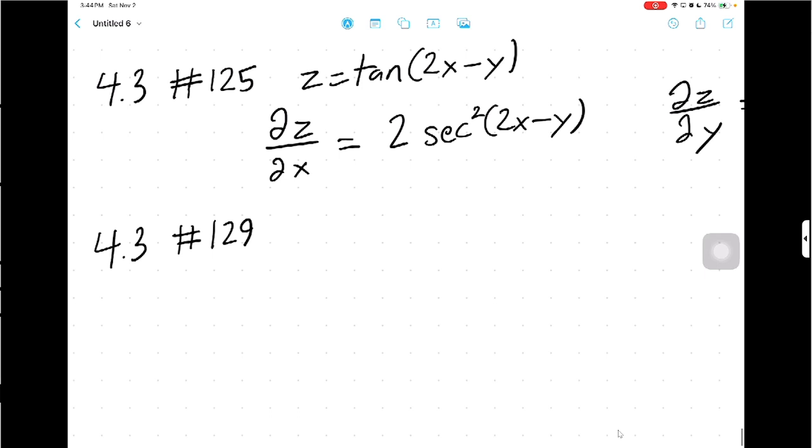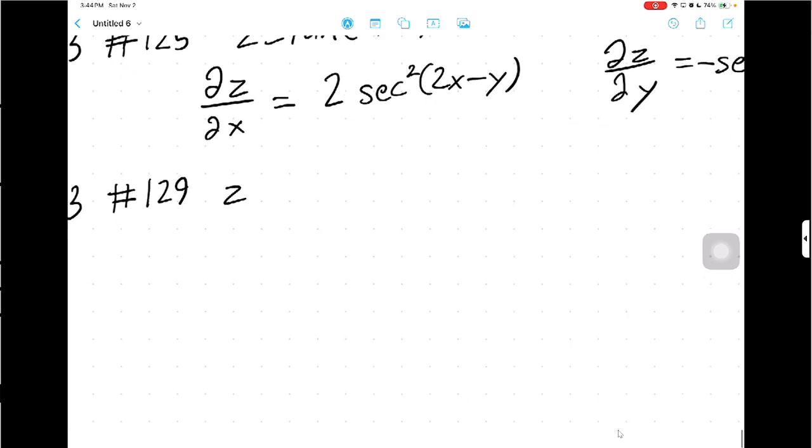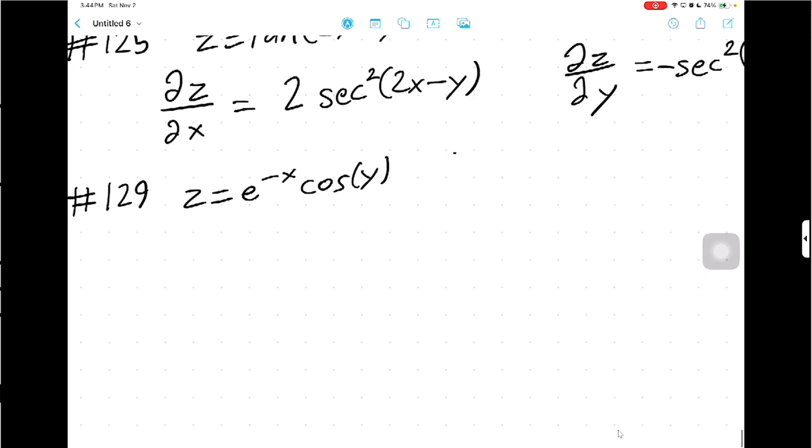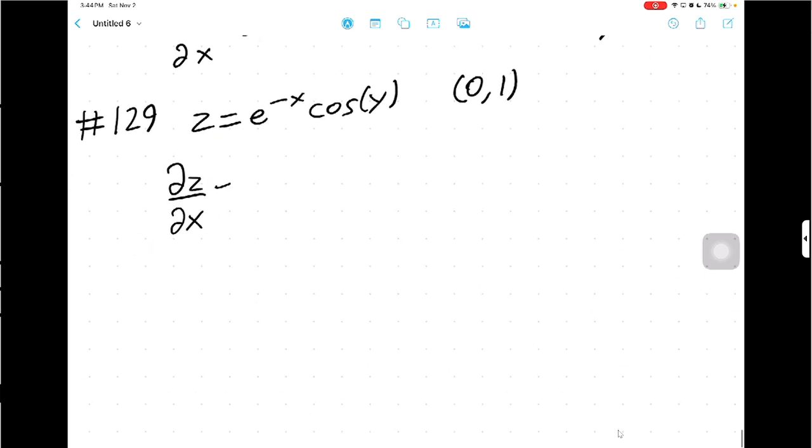$129. This one gives you z is equal to e to the negative x cosine of y, and it gives you a point. And it asks you to calculate the partial derivative with respect to x at this point.